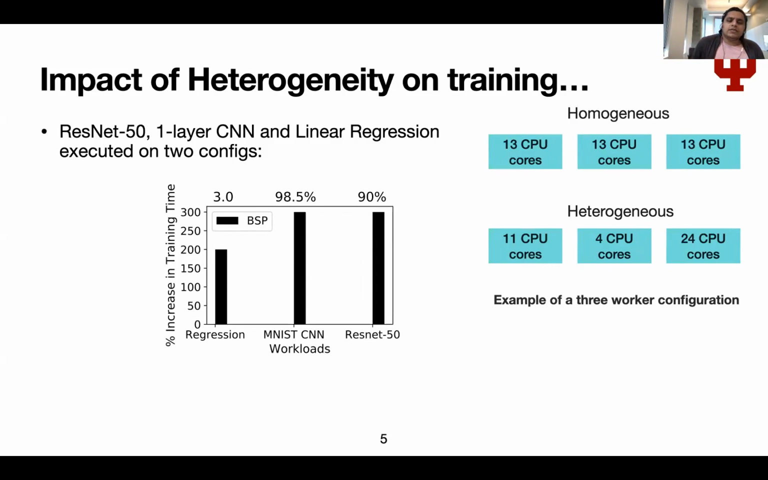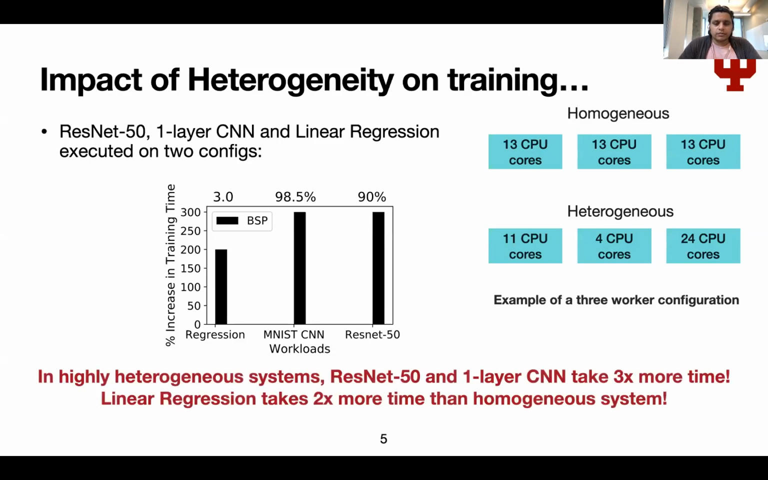So we compare these 2 configurations to see what the overall increase, if any, is in the training time. Heterogeneity increases the training time by 300% for heavier models like ResNet and CNN, while it increases it by 200% for a lighter workload like linear regression. So heterogeneity has an impact, definitely, and not a good one.